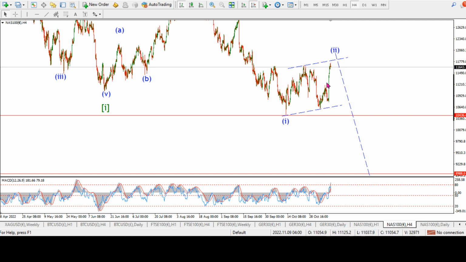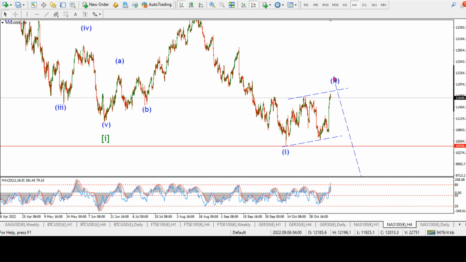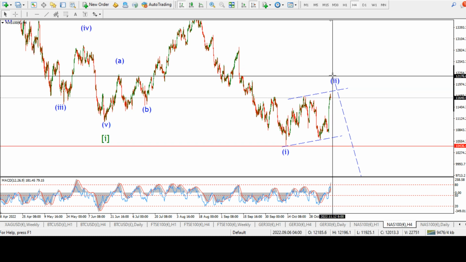Yay! You did it. It's a correction higher. We've had 5 waves down in wave 1, and we're working on 3 waves up. A bit higher, possible, quite possible. Maybe we get up to 12,000. Maybe we get to 12,500. I don't know. We'll see how it goes.